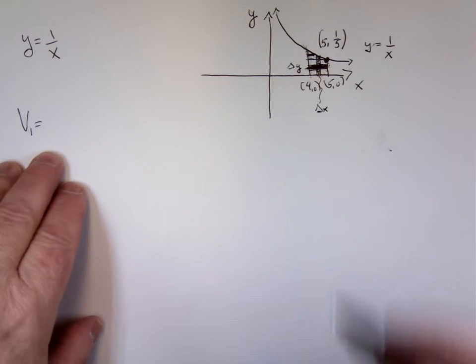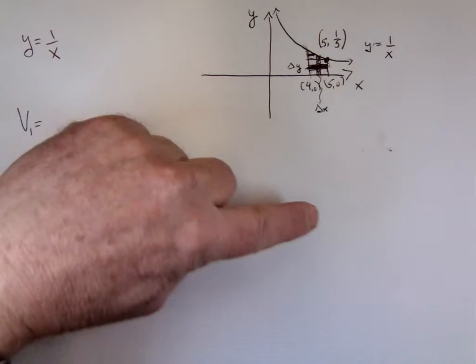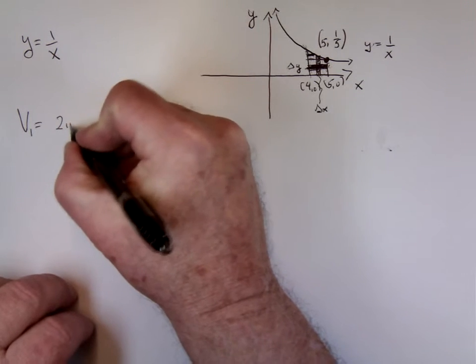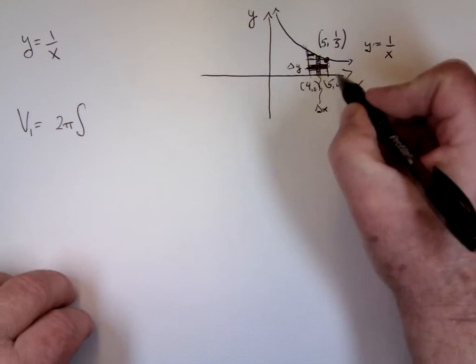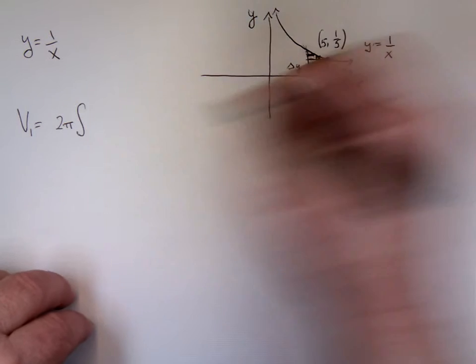First volume is, let's do it. When we take this rectangle around the x-axis, we're going to get a shell. So the first volume is 2 pi, the integral, y goes from 0 to 1/5.